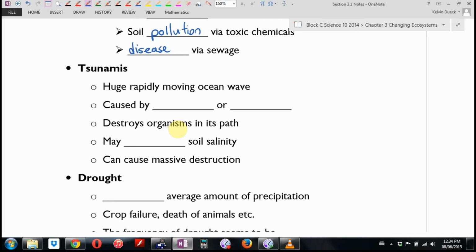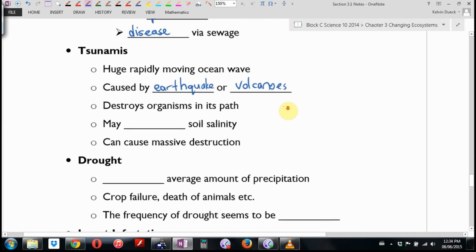What causes tsunamis? That's one. Courtney, you're right. Second one was what? Volcanoes. Destroys organisms in its path.